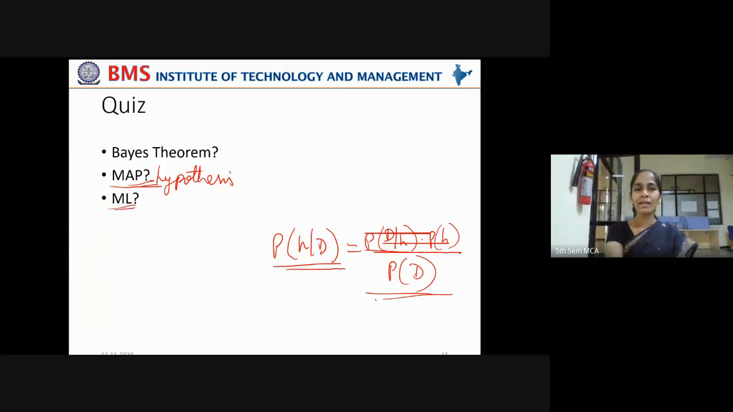What is ML? We have written HML, right? What is HML? Maximum likelihood, that we are going to learn in the next class. ML is the maximum likelihood of this hypothesis being observed in consistence with the training examples.